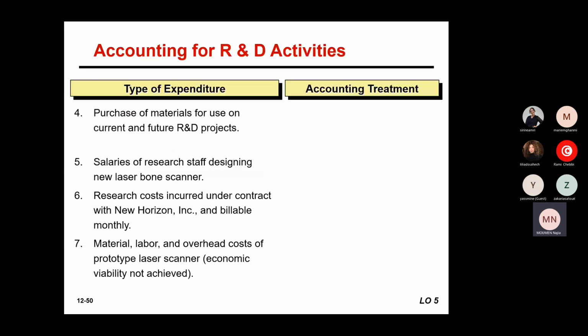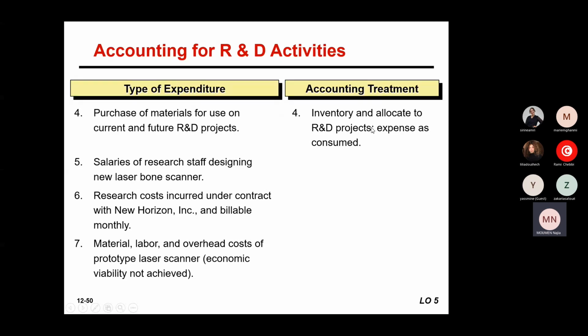The next expenditure: when you have a purchase of materials for use on current and future R&D projects. So still here, be careful when we have any materials, any equipment, as we said, that will be used for current and also future R&D, it should be capitalized. And when we say capitalized, it will be considered as assets. So here in particular for materials, it will be part of my inventory, okay? So here it should be debiting inventory.